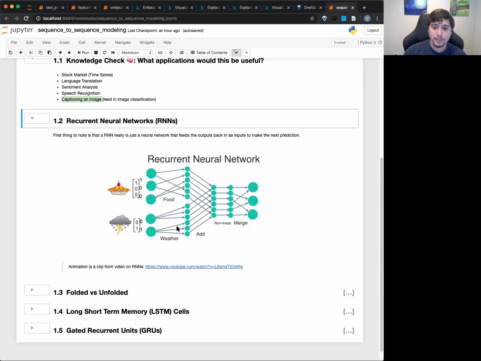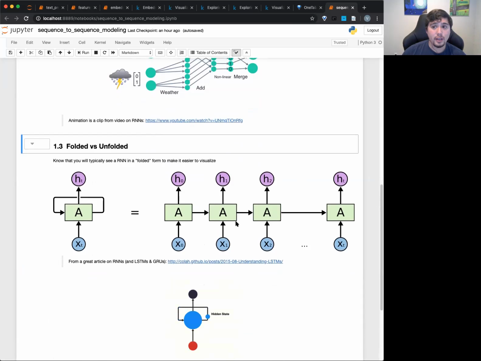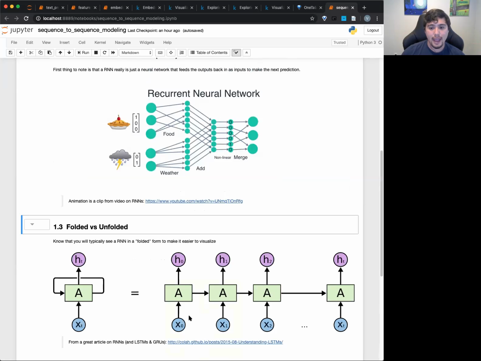Okay, so this is a nice visualization of this specific problem. And really it's just a neural network. It's just that it flows back on itself. So this is what we call folded versus unfolded. This is what we call folded. And basically this is a procedure of what I'm showing. These are the different inputs x0, x1, x2, xt. And these are the predictions h0, h1, h2, ht, right? All the way through. And this A right here is basically just this neural network. This A represents all of this stuff right here.